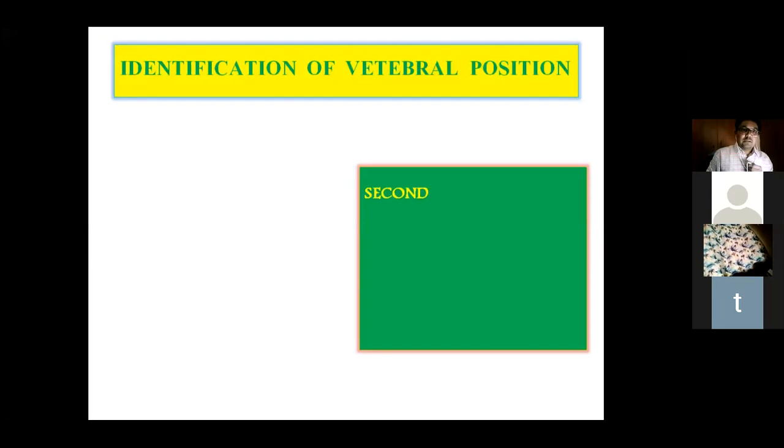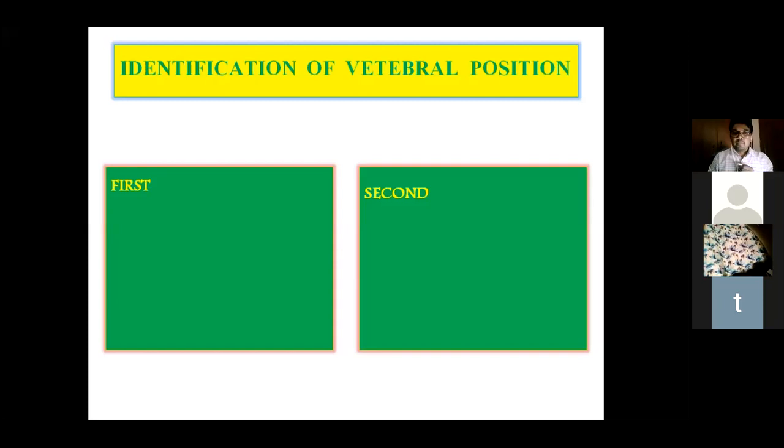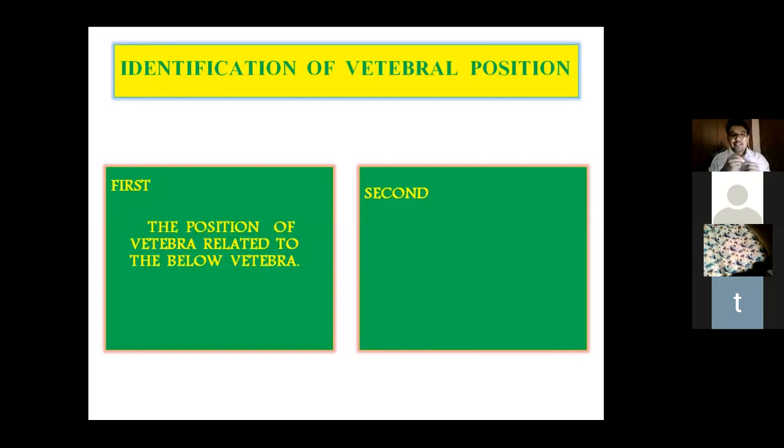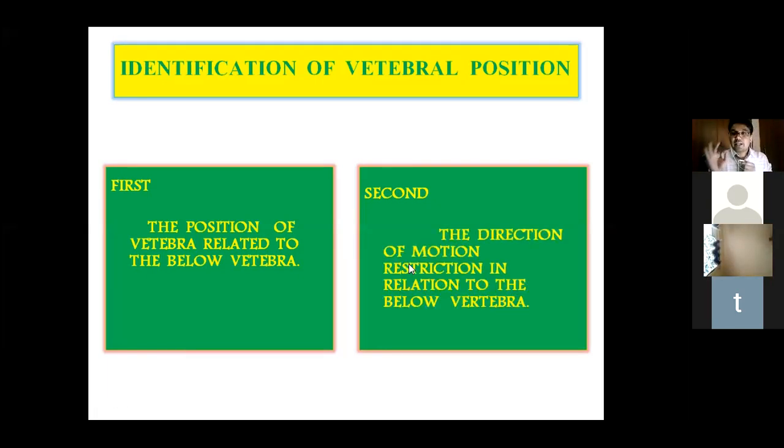Then the next thing is how we can identify the position of the vertebra. First, we can assess the vertebra by two methods basically. We can see the position of a particular vertebra in relation to the vertebra below, and we can see the motion direction restriction of the vertebra in relation to the vertebra below. So there are two methods of assessment. We can assess the vertebra in two manners.